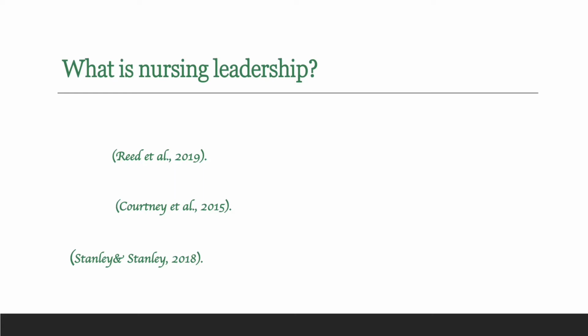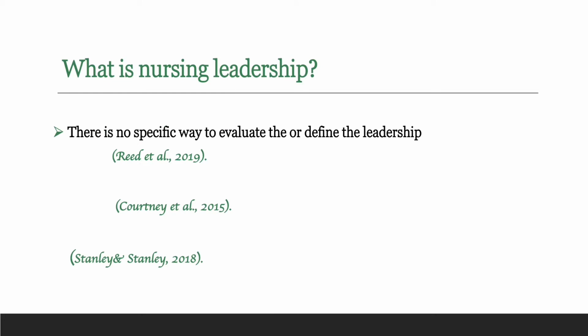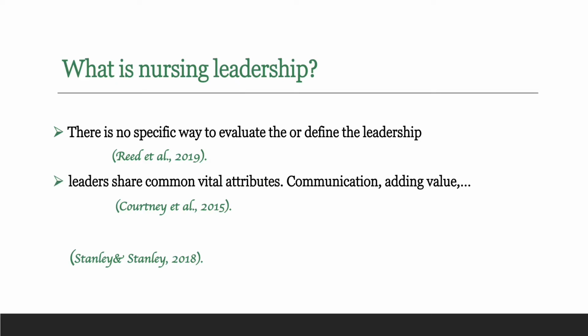What's nursing leadership in contemporary literature? The term leadership has been variously defined amongst many authors. The definition alters according to different authors or different theories, while some authors such as Reed and others claim that there is no specific way to evaluate and define leadership in clinical practice. Others, such as Courtney and others, argue that clinical leaders share some common vital attributes.